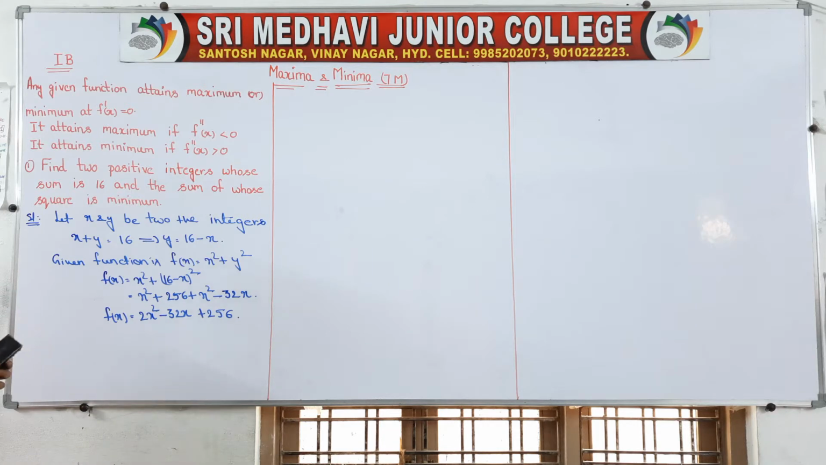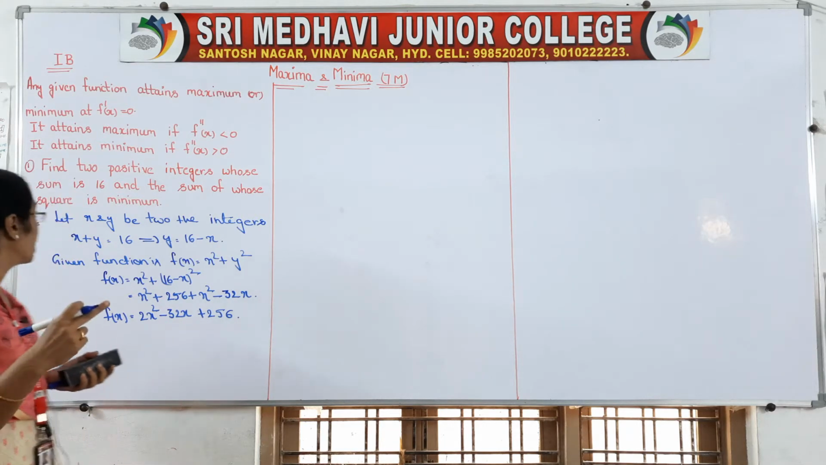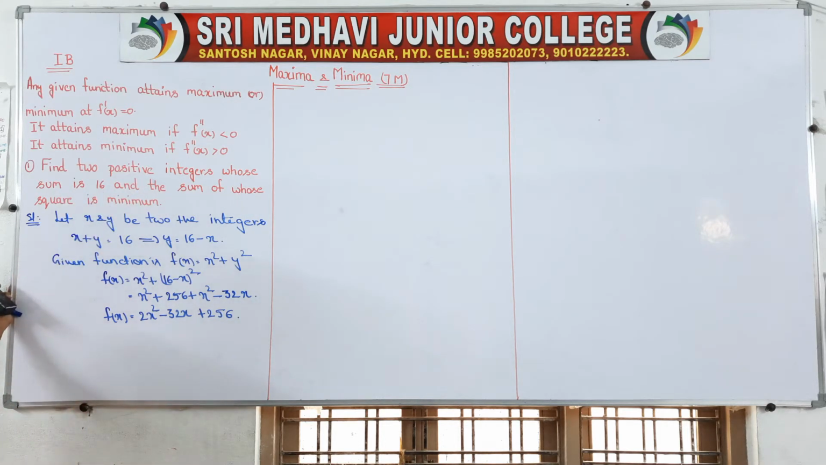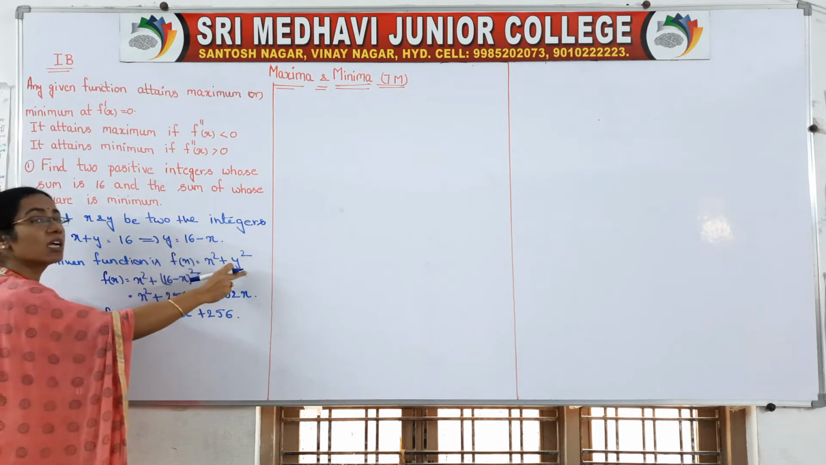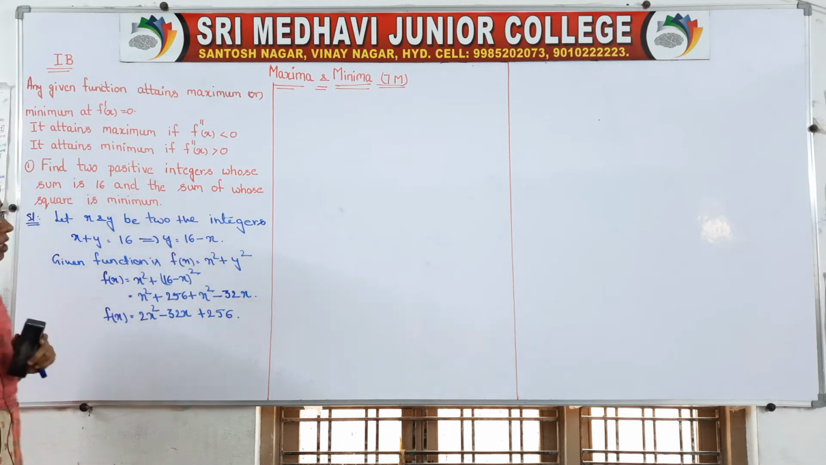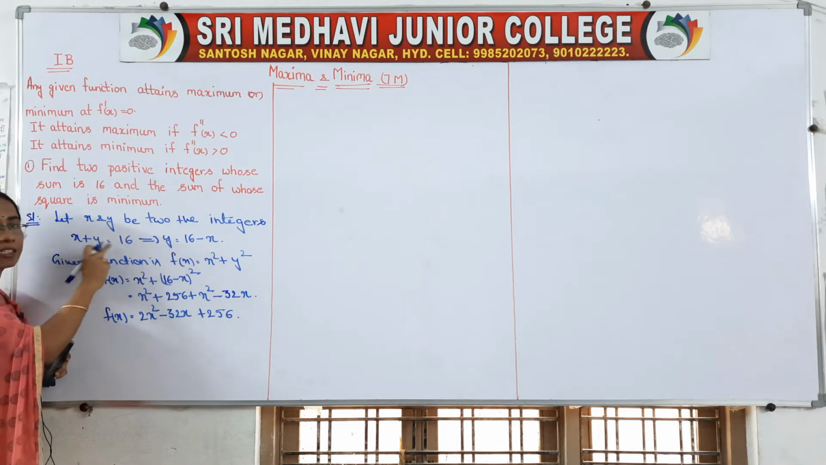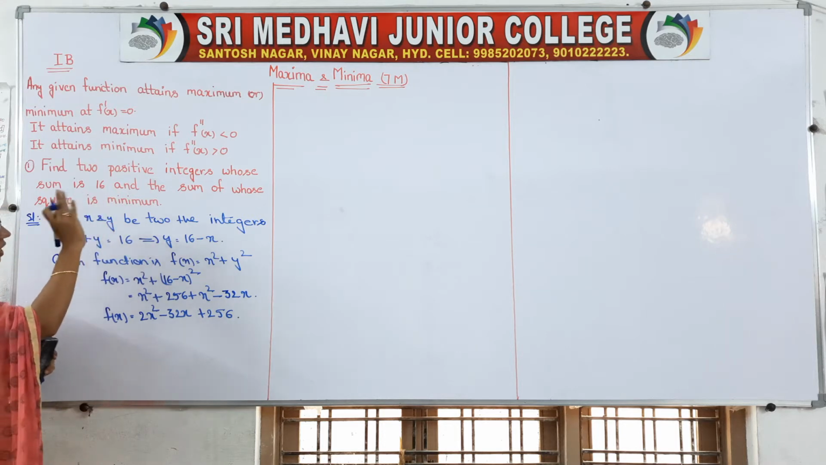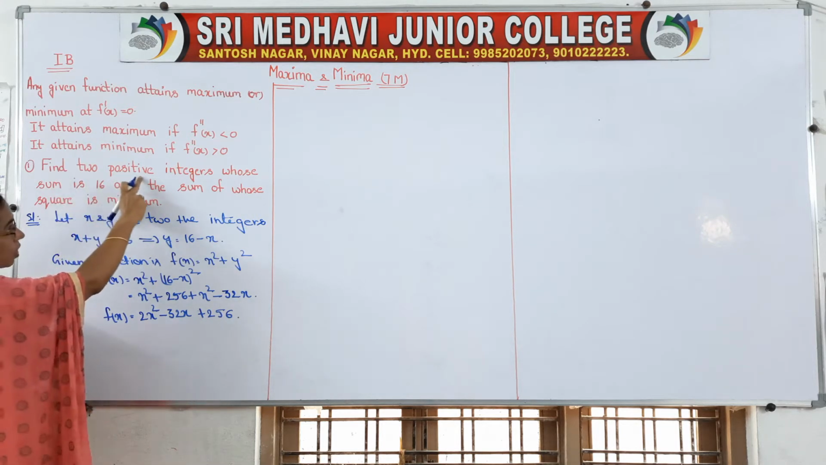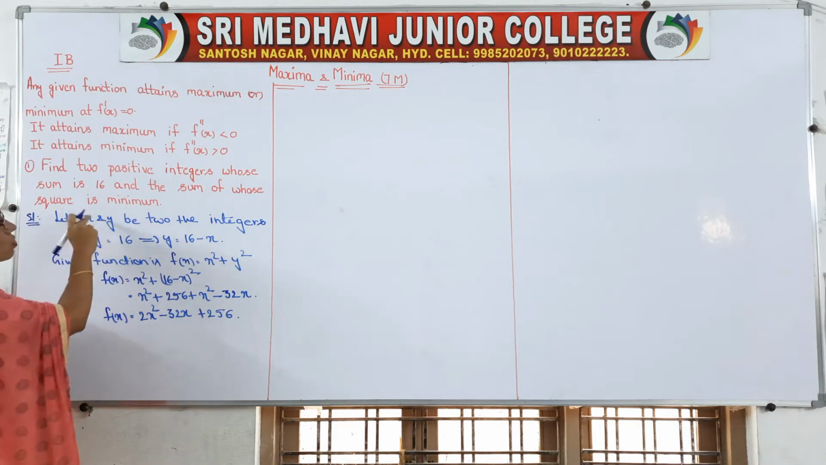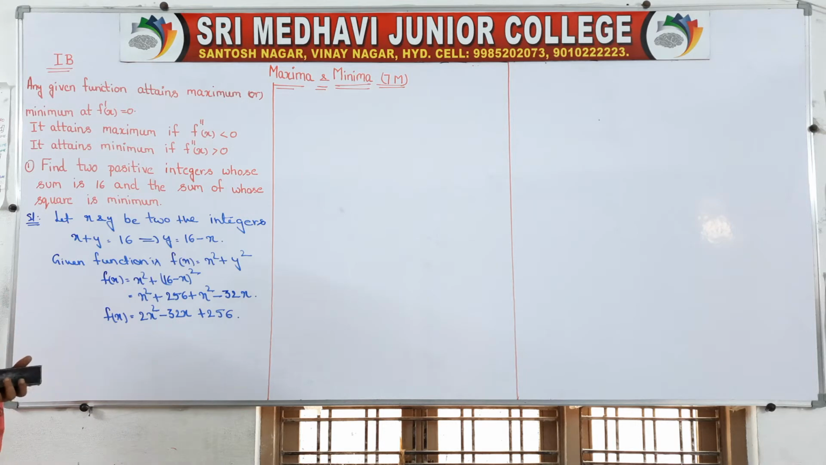So we have to show that this function attains minimum, isn't it? Find two positive integers where the function attains minimum. What is that function? Sum of the squares of the positive numbers. So you consider the two positive numbers as x and y, and it is given that their sum is 16. In the question only it is given. Read the question carefully. Find two positive integers whose sum is 16, and sum of whose squares is minimum. So that function should be minimum. Which function? Sum of the squares of the numbers, right?